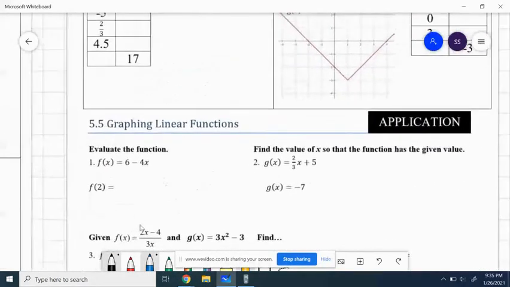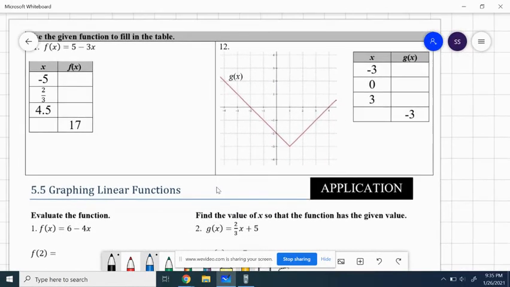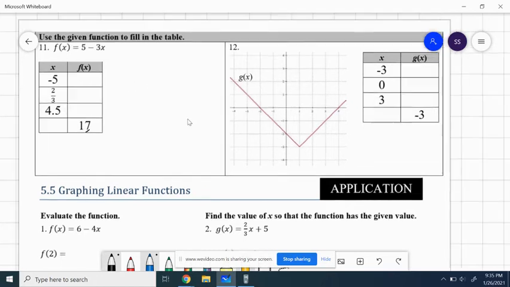All right, moving on. Number 11, pretty much the same thing. You got the x values. For the x values, you plug them in for x. For this 17, this is on the f of x side. So when you get to 17, you got to plug it in there and solve for x. Your x value will go here. Okay? All right, number 12.